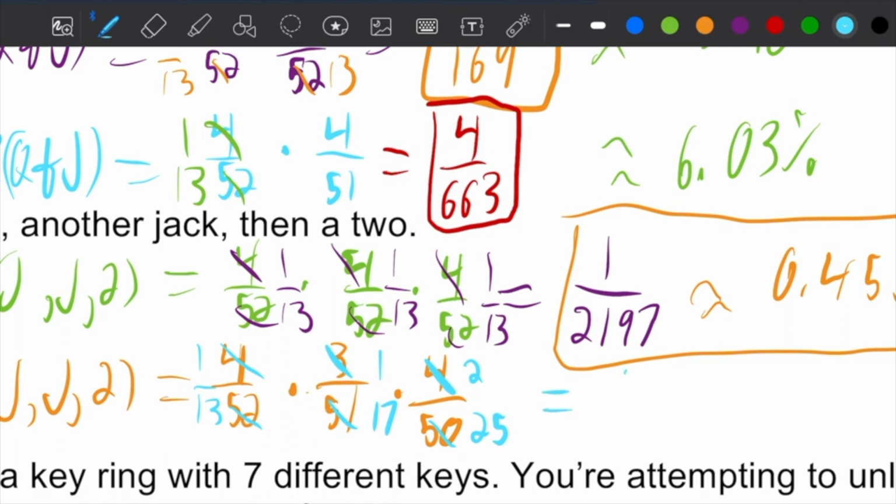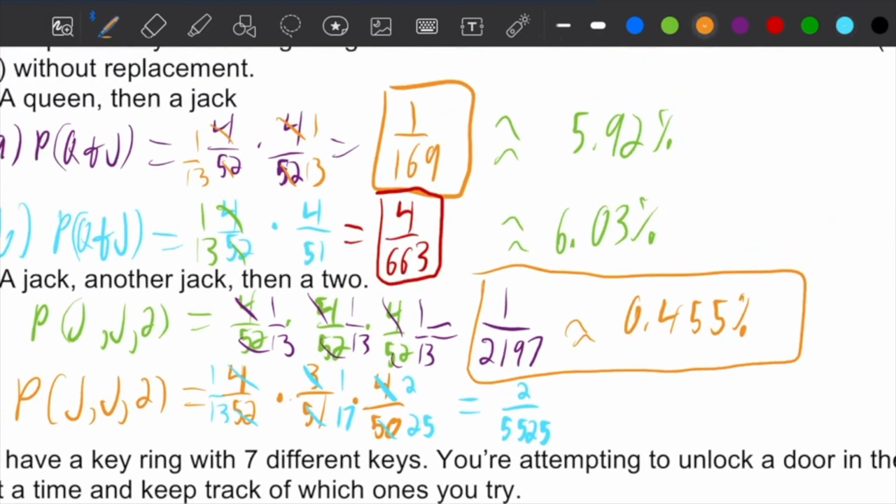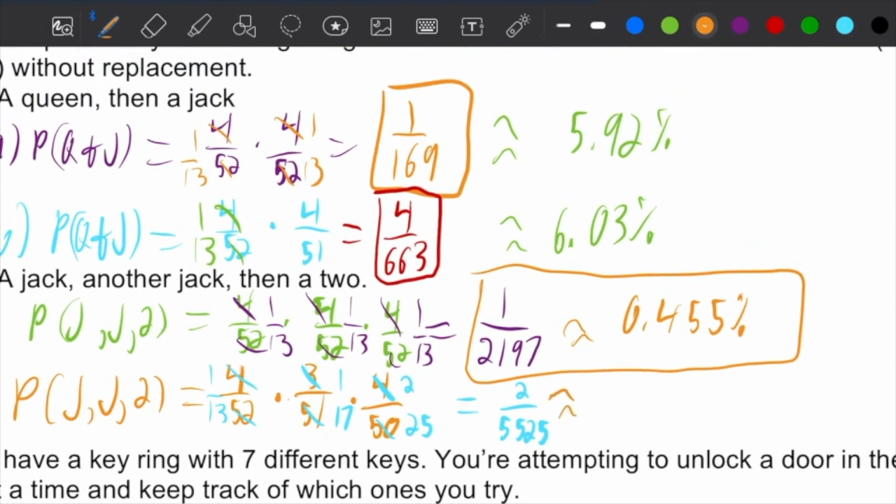So that would end up being 2 on the top, and then 13 times 17 times 25 ends up being 5,525. That is approximately, this is a very, very small one in case you're wondering, 0.362%. Not likely at all.